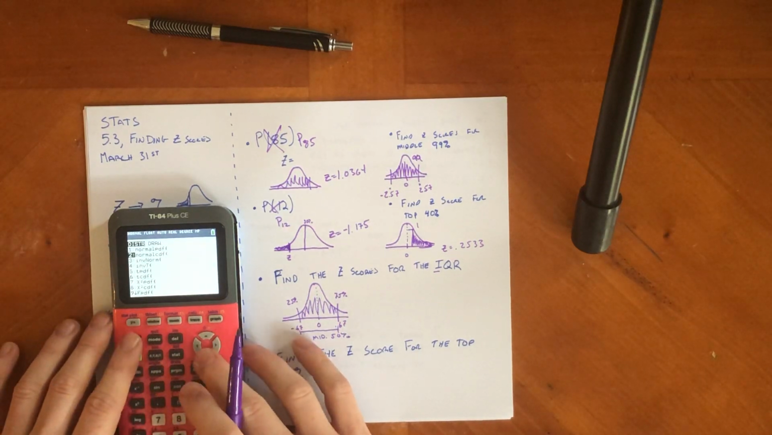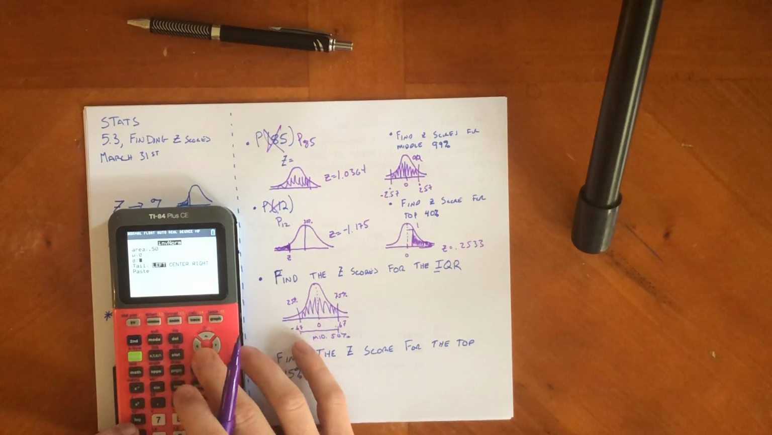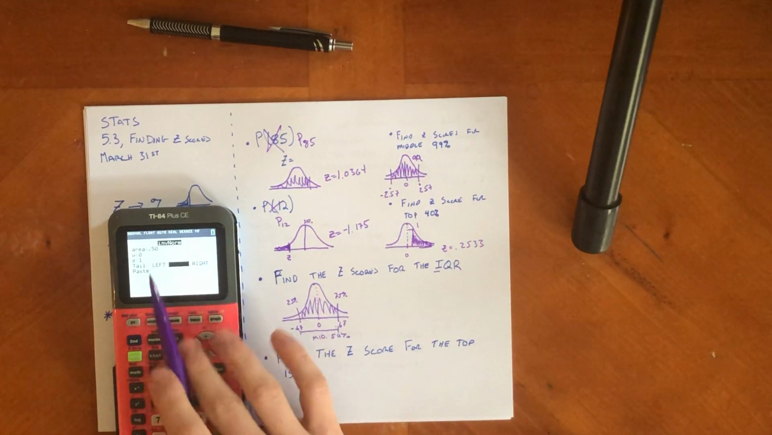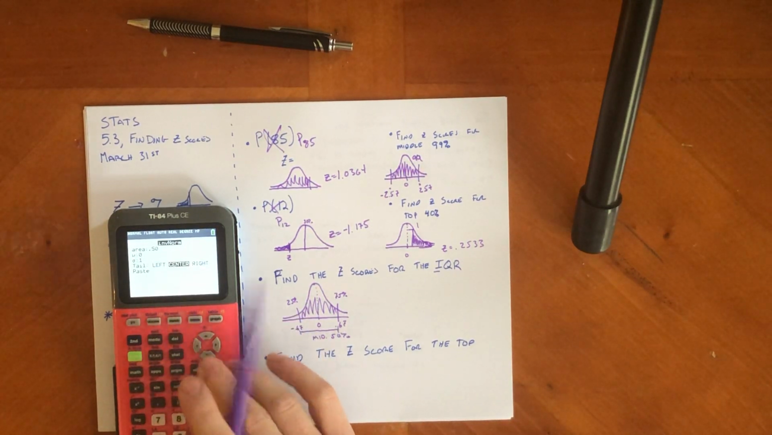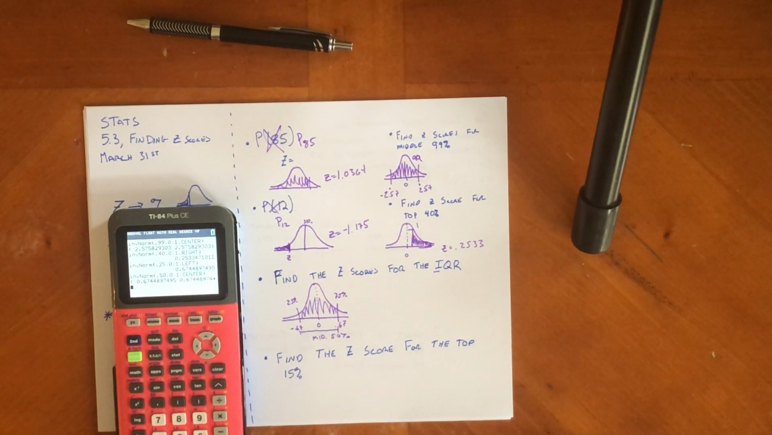Another way to do it, and the way that we would probably do it now with our new tool, invert norm, we want the middle 50%. So we want the area to be 50%, and we want it to be found in the center. Enter, and that'll give me the same z-scores.